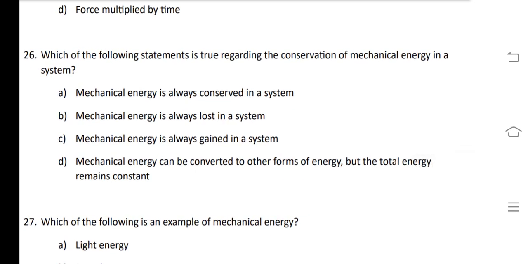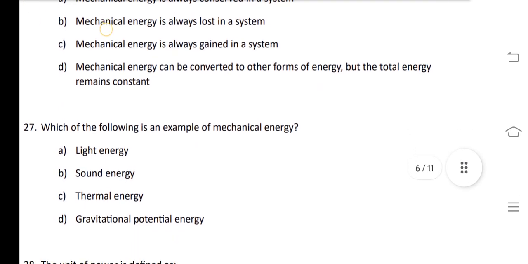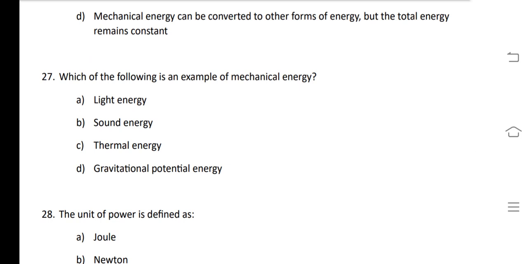That is, mechanical energy is always conserved. Conservation of mechanical energy is same as the conservation of energy. So option number D, mechanical energy can be converted to another form of energy but the total energy remains constant. Our next question is which of the following is an example of mechanical energy? That is gravitational potential energy.